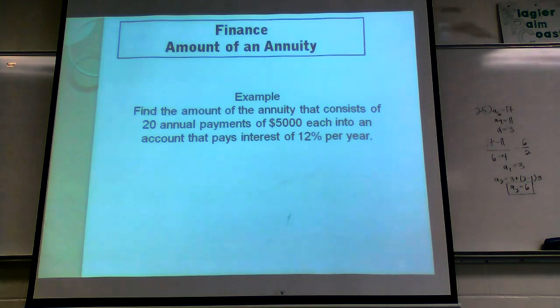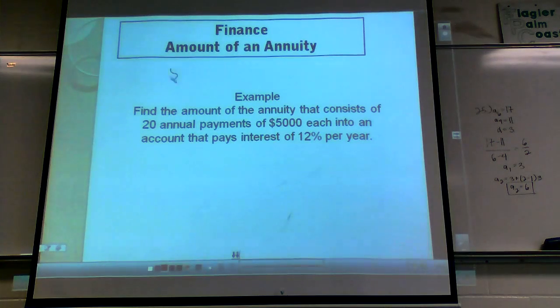Can you just go ahead and do 20 times 5,000? Why not? Because you have to take into account the amount of interest that is getting added on to what's already in there. Can't you just do 0.12 times 5,000 and then whatever that is? That would be a simple interest problem because that would be saying I'm going to get that amount every single time. But what's happening is, the first payment I put in, I got 5,000.